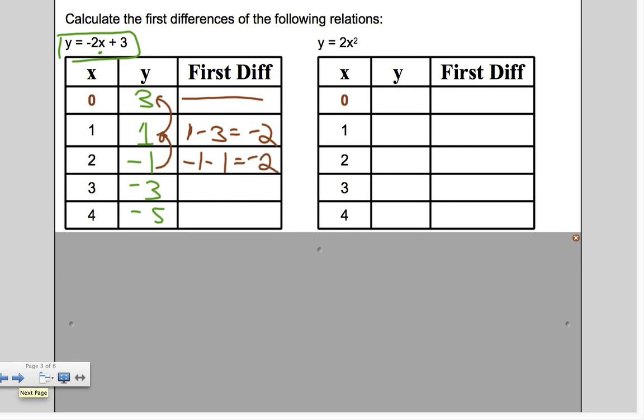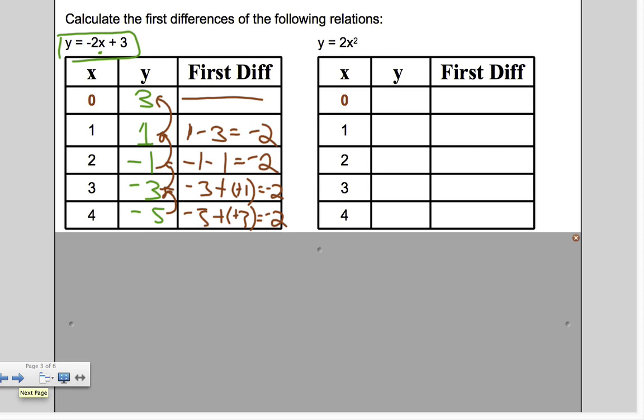Well, going back to that first unit, numeracy, we did it, right? Negative 3 minus a negative 1 is negative 2, since those terms are positives. Negative 5 minus a negative 3 on the next one is negative 2. So here we have a constant first difference. What about our second relationship though?